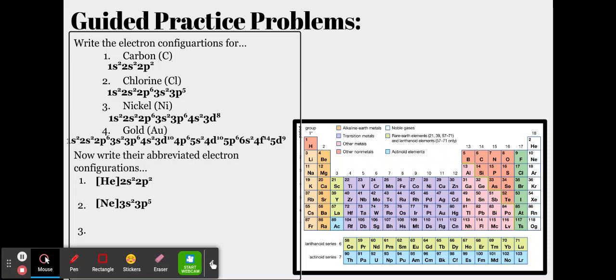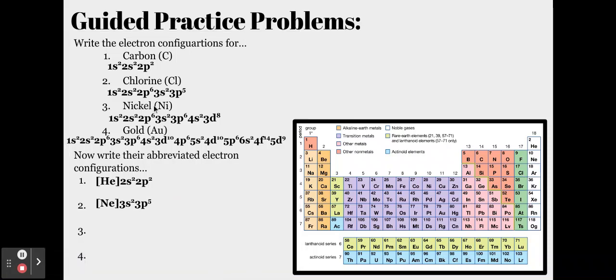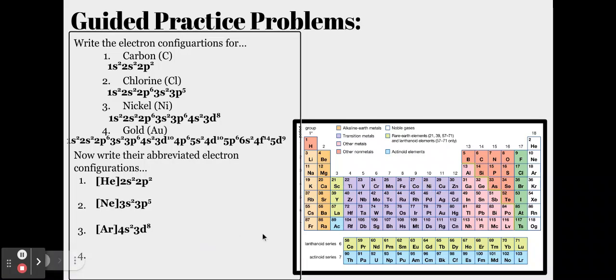Now for the third one is nickel. So where's nickel? Okay, nickel's atomic number 28. The noble gas before that is argon. So you'll write argon, 4s2, 3d8. And for the last one, gold, the noble gas before that is xenon. So you'll write xenon, 6s2, 4f14, and then 5d9.